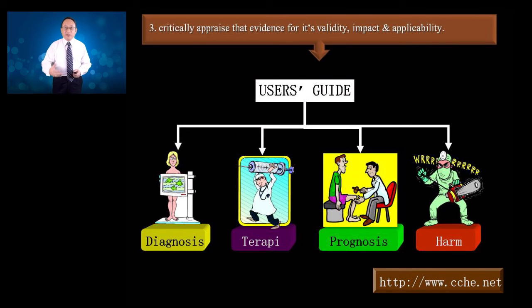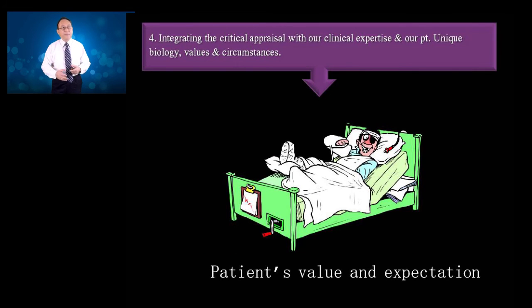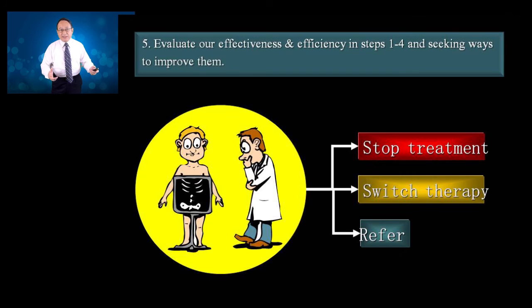Number 3, you need to critically appraise the evidence before you use that for the decision-making process. You can go to the users' guides available and accessible on the website on that slide. And finally, you integrate the critical appraisal that you have done, and then you use that evidence to treat your patients. If it doesn't work, then you evaluate the effectiveness and find another evidence.